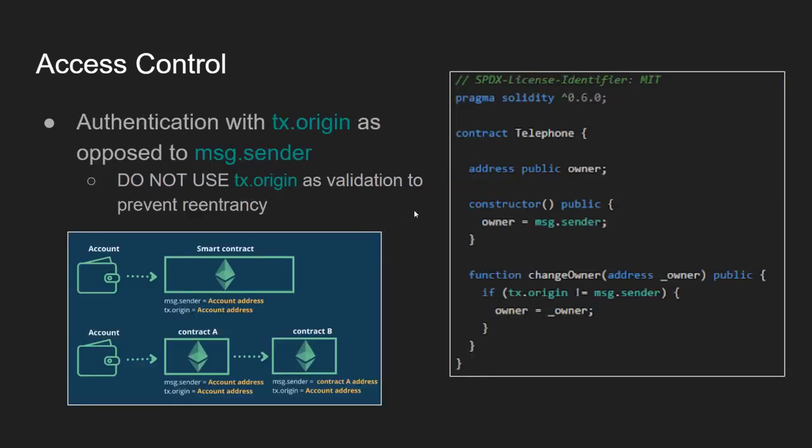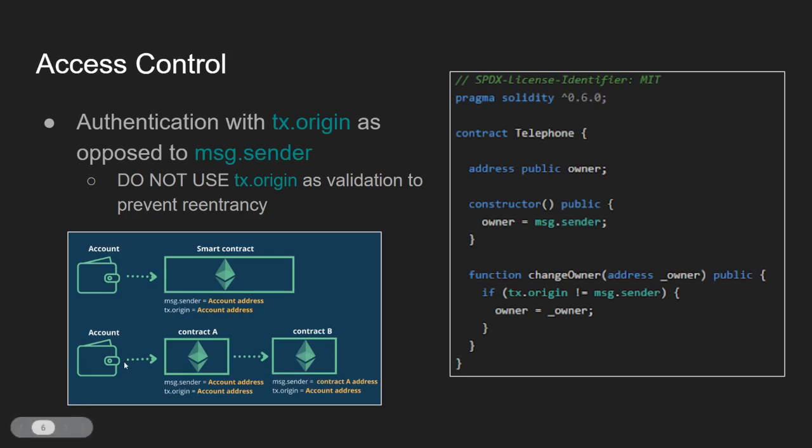On a similar vein, authentication with tx.origin as opposed to msg.sender can be very bad. So what is the difference between those two? Basically, tx.origin is the externally owned account, so the user that initially started whatever chain of contracts. So here, for example, this is the EOA, and this is an intermediary contract, and this is a contract that actually wants to be interacted with. So message.sender is contract A.